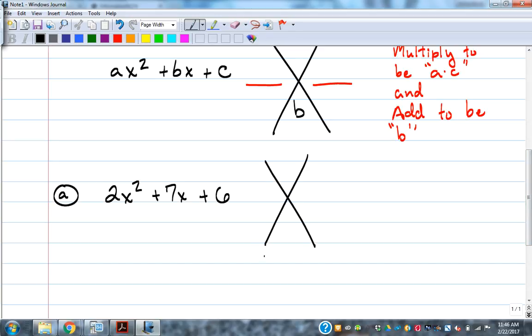To get the number that goes in the top, we take a times c, so front times back. 2 times 6 would be 12. So 12 is what goes in the top. What goes in the bottom here? 7. Always the number in the middle goes in the bottom. What I need are 2 numbers that multiply to be 12 and add to be 7.